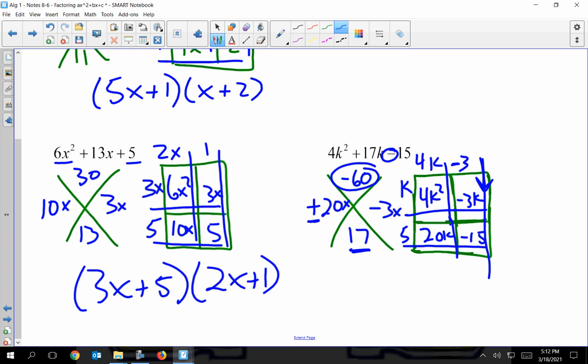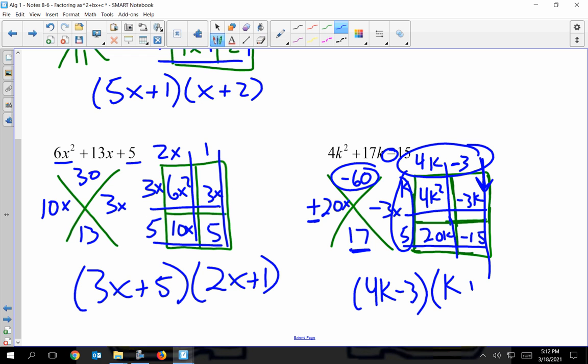Okay, so I kind of got a mess here. But on the top, I got this, so 4k minus 3, and then I got k plus 5 on the bottom. Okay, there we go.